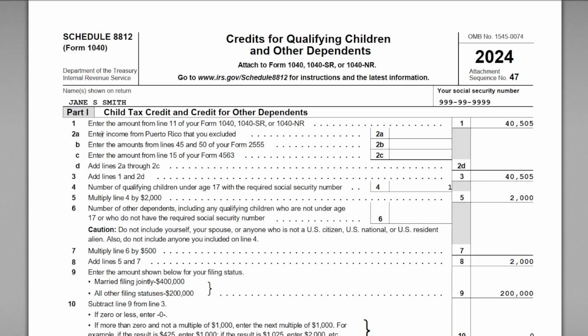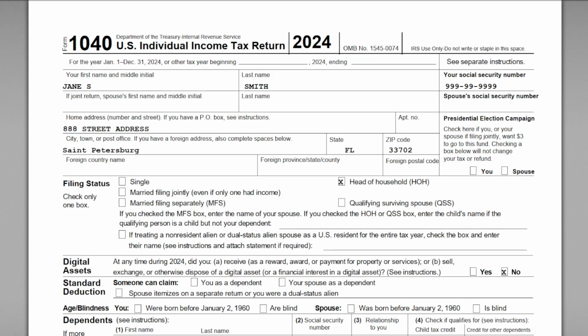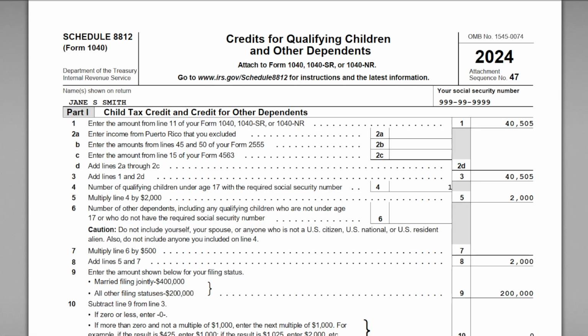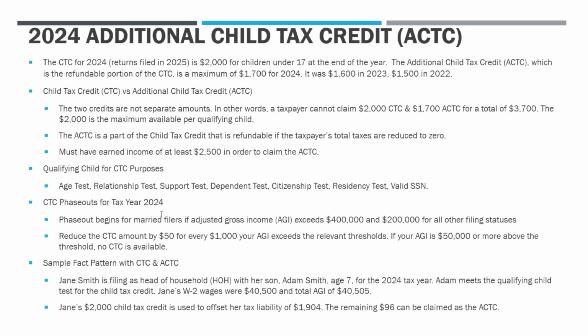We've got the 8812 here, which we'll go through in its entirety, and it is part of the full 1040, so we'll cover where these credit amounts get reported on the 1040 as well. But before we get into the example, just one slide here covering some background on these credits and more details on the fact pattern that we're going to be working with.